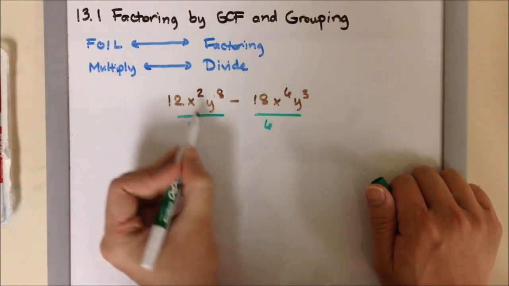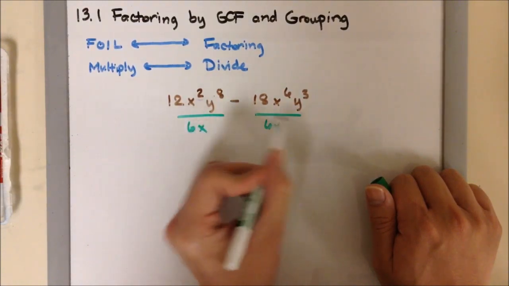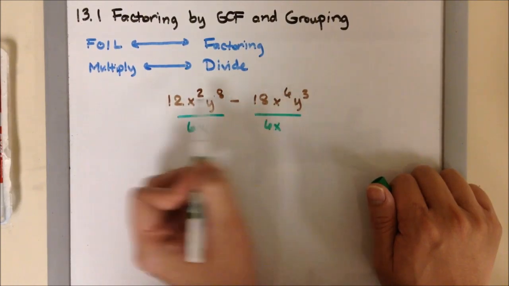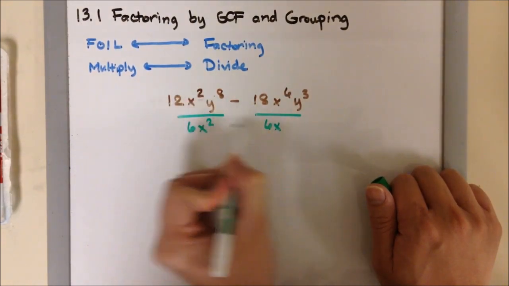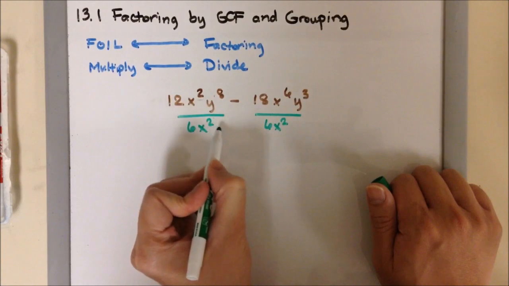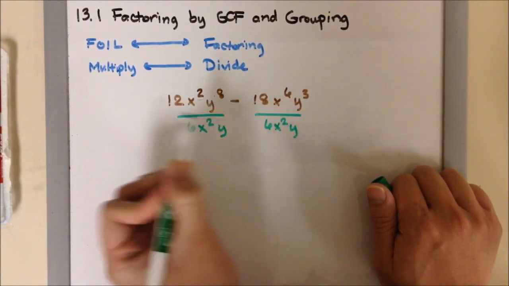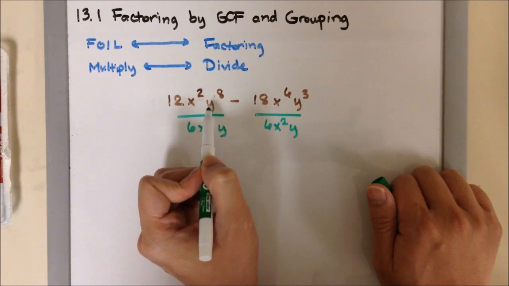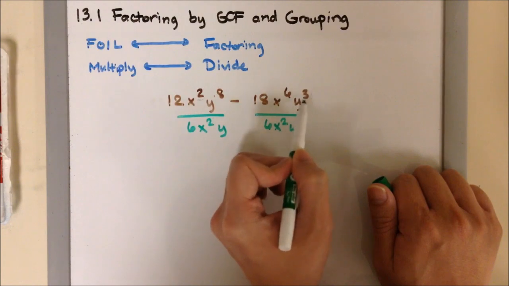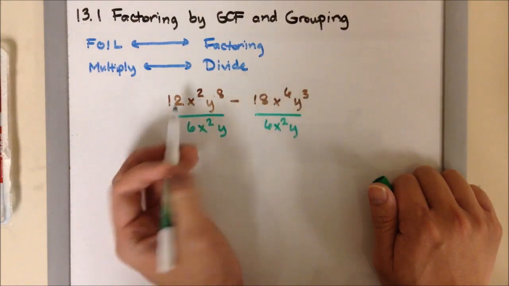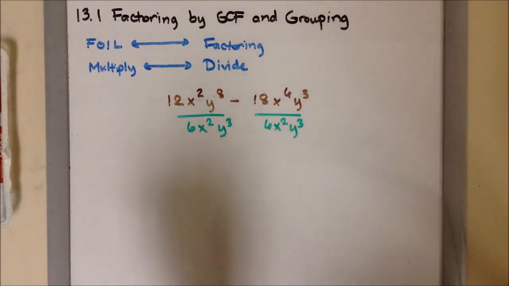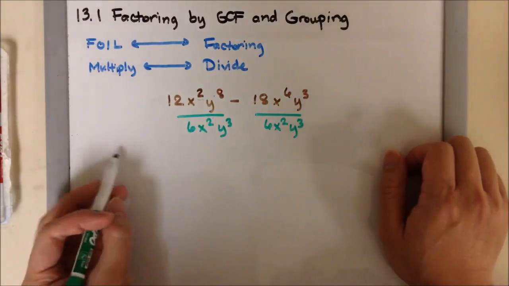They both have x, so I'm going to write x on both sides. Now the lowest exponent between the 2 and the 6 is the second power, so I'm going to write x squared on both terms. And both of these have y, so I'm going to put y underneath both terms. They both have y to the 8th power and y to the third. We're going to use the lowest exponent, which is the third for the y. So y to the third and y to the third. So there's my greatest common factor, which will be on the outside of the parenthesis.